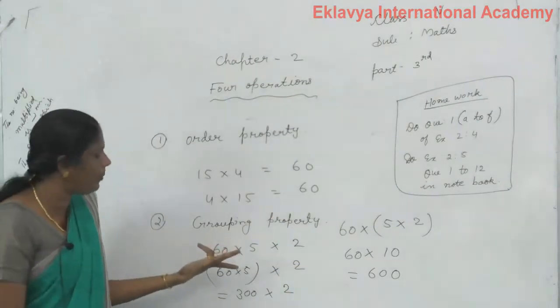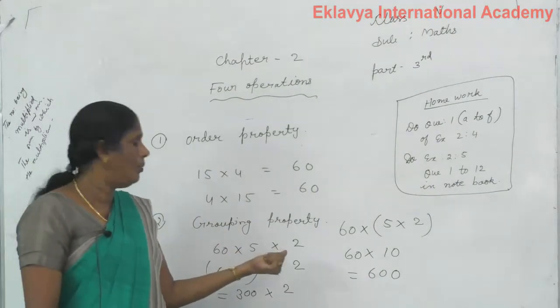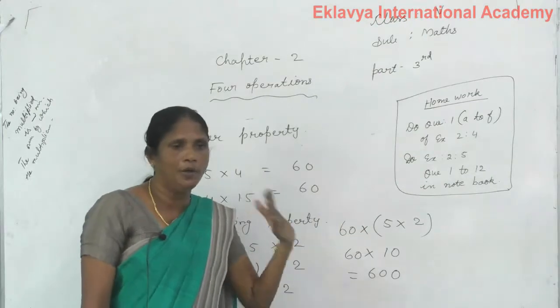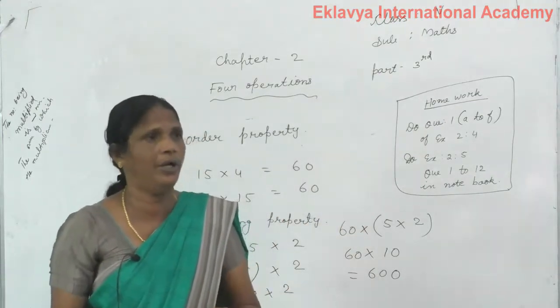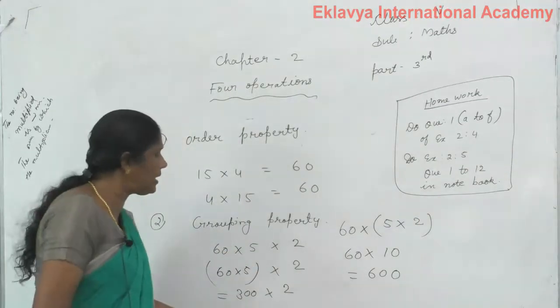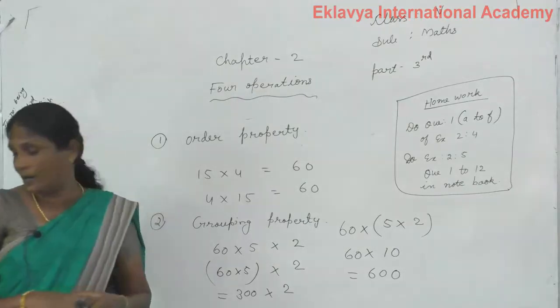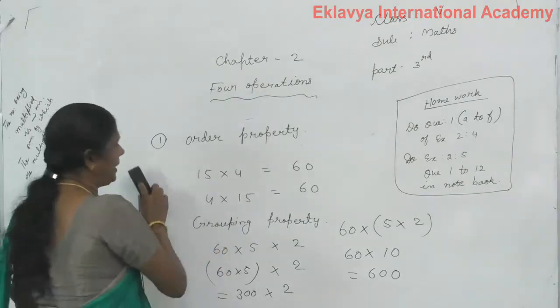What is grouping property? We group 3 or more numbers in any order. The product is not changed. The result is not changed. That property is called grouping property.